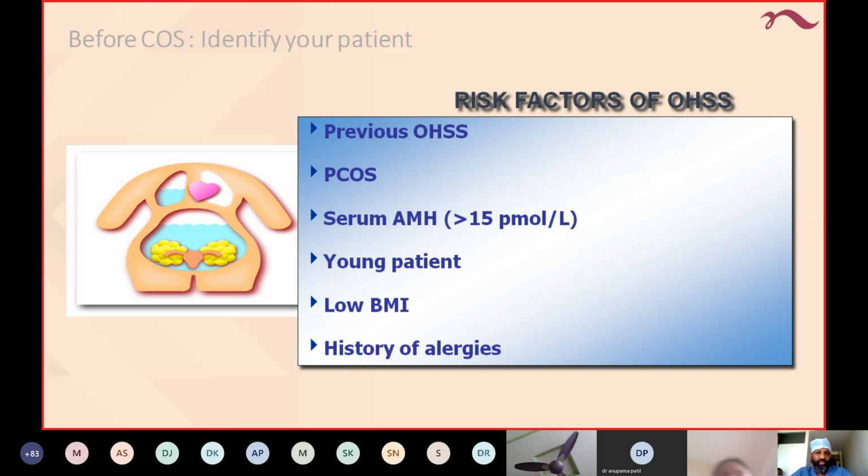So check for previous history of OHSS, check for polycystic ovary, check for serum AMH if there is more than 15 picomoles, patient is young, low BMI, history of allergy. So these are the very high-risk candidates who might get into OHSS and ascites, hydrothorax, pneumothorax, all different complications. So please identify the risk factors.